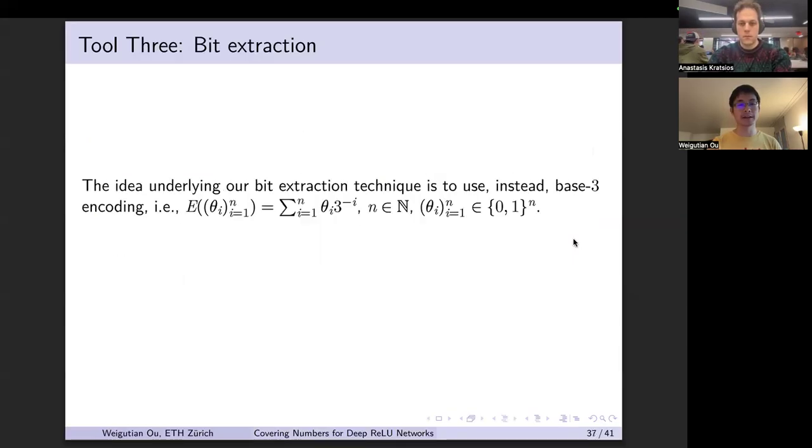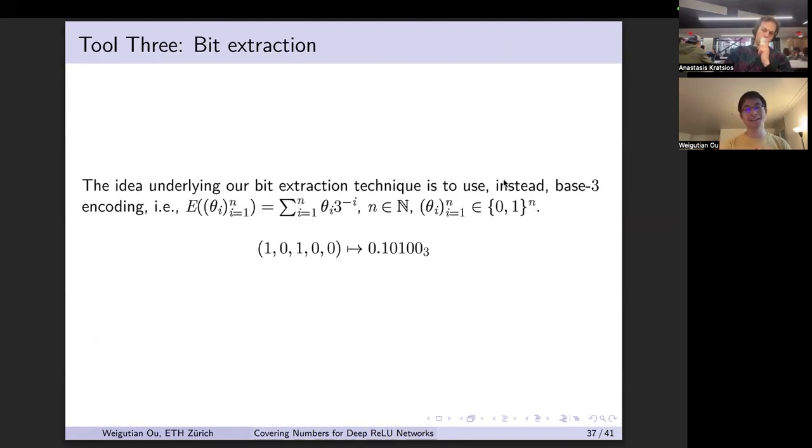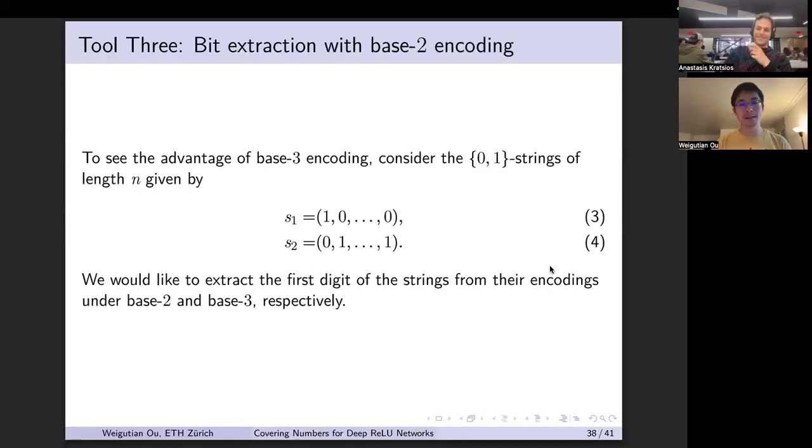So how did we manage to do that? And the idea is quite simple. We use a base 3 encoding instead of base 2 encoding. That is, when we encode the same string, 10100, we encode it as a trinary number, 0.10100. And let me show you why it gives you some advantage, even though it looks quite simple. Okay, let's say you want to encode two strings, S1 to be 10000 and S2 to be 01111, and see how the encoding differs using base 2 and base 3 encoding.